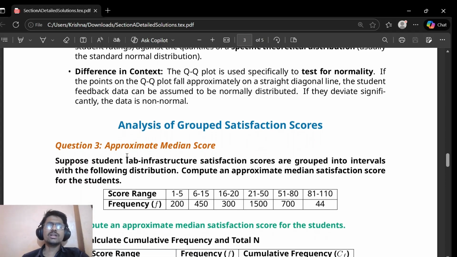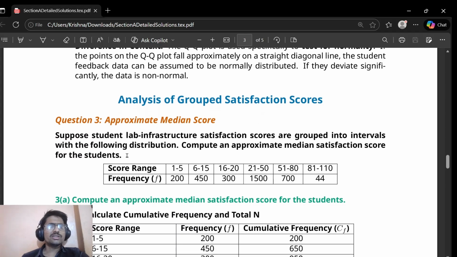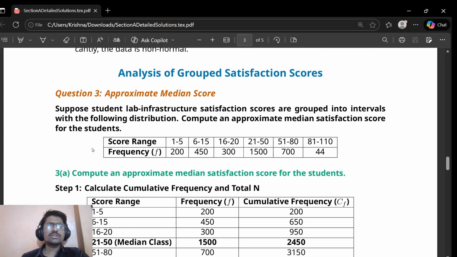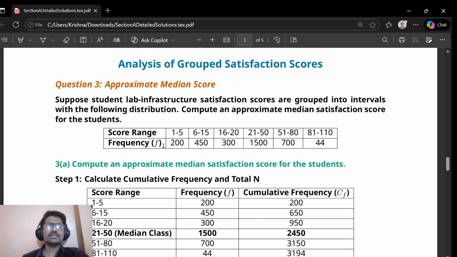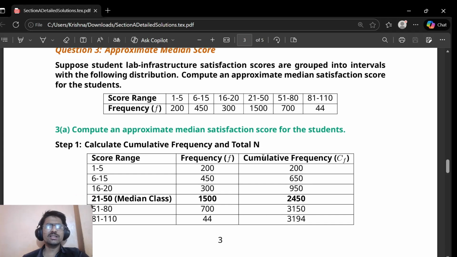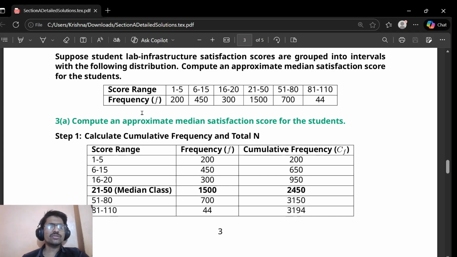So question 3, approximate median score. Suppose student lab infrastructure satisfaction scores are grouped into intervals with the following distribution. Compute an approximate median satisfaction score for the students. Here is the score range and here is the frequency. So step 1, calculate cumulative frequency and total n. So score range 1 to 5, 6 to 15, 21 to 50, 51 to 80, and so on. And here is the frequency and the cumulative frequency.